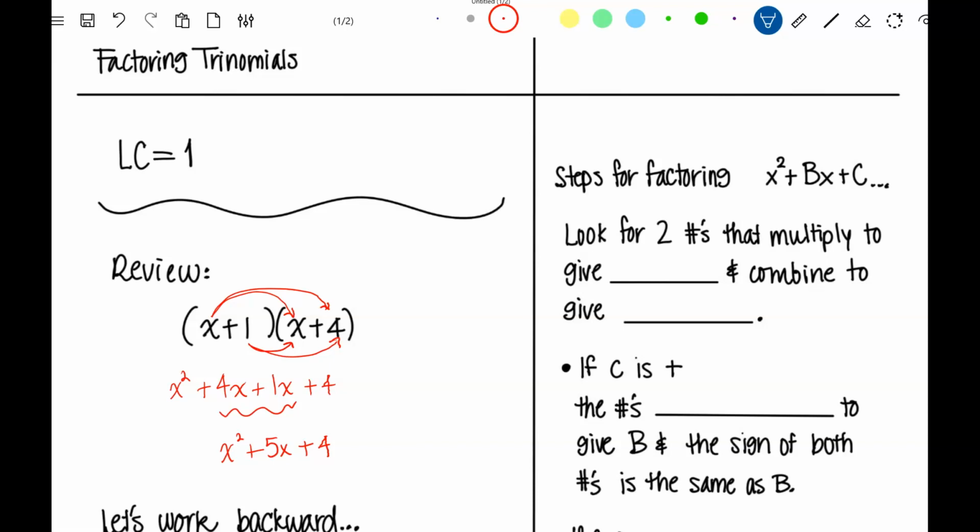This is a trinomial. It says LC equals 1. Remember, LC is the leading coefficient once it is in standard form. So these are the ones that have a 1 out in front. They're trinomials with a 1 out front.